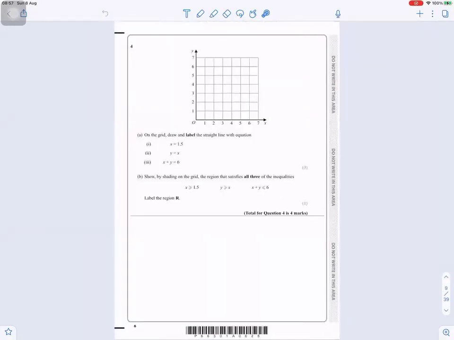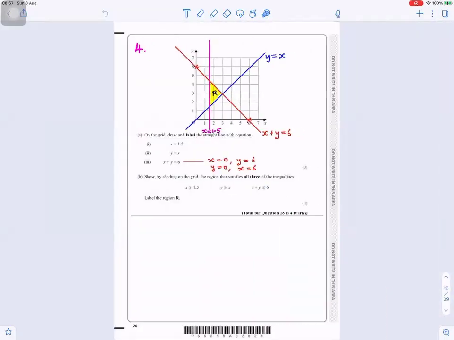Question number 4. On the grid, draw and label the straight line with equation x equals 1.5. That's this pink line there. Y equals x is that blue line. For x plus y equals 6, if you put x as 0, y would be 6.